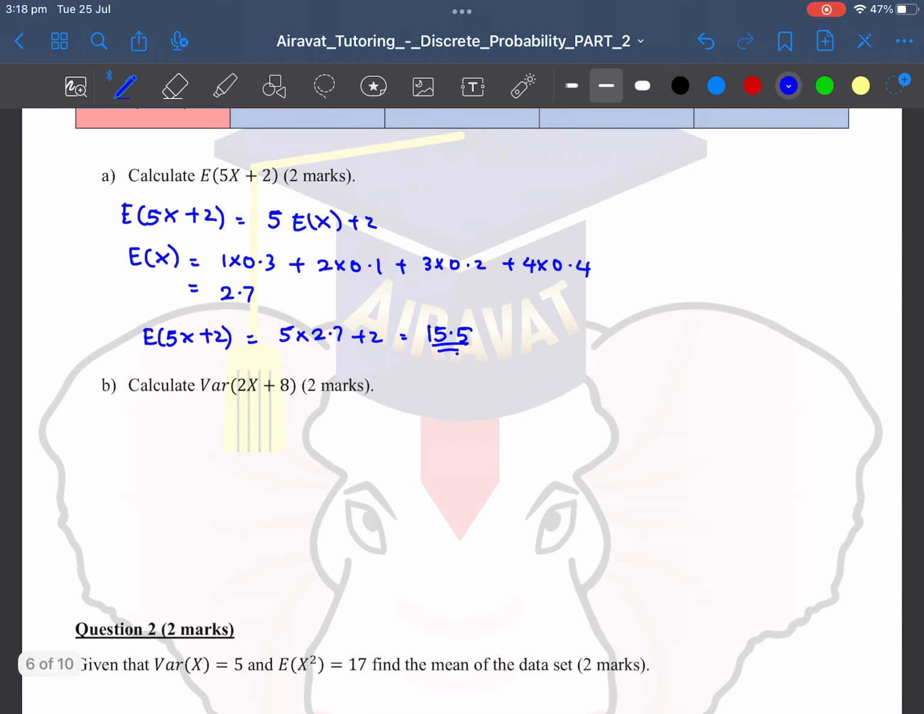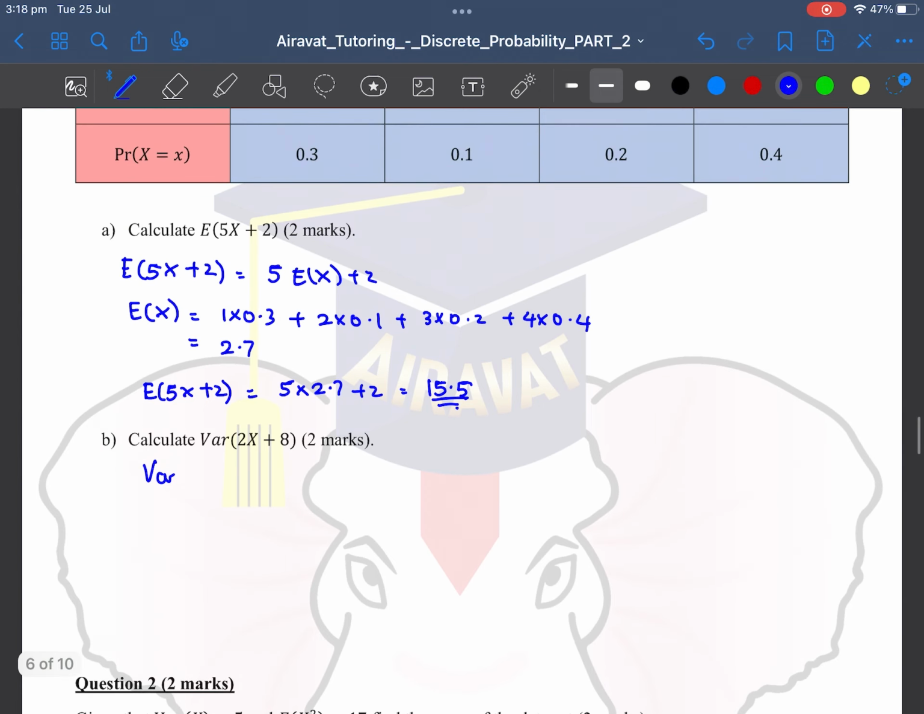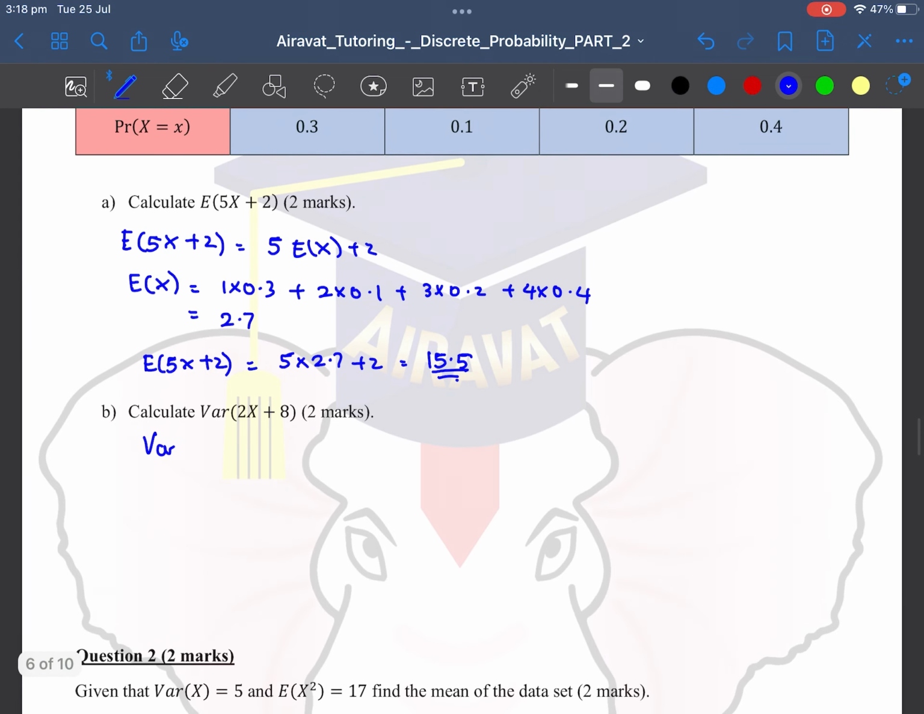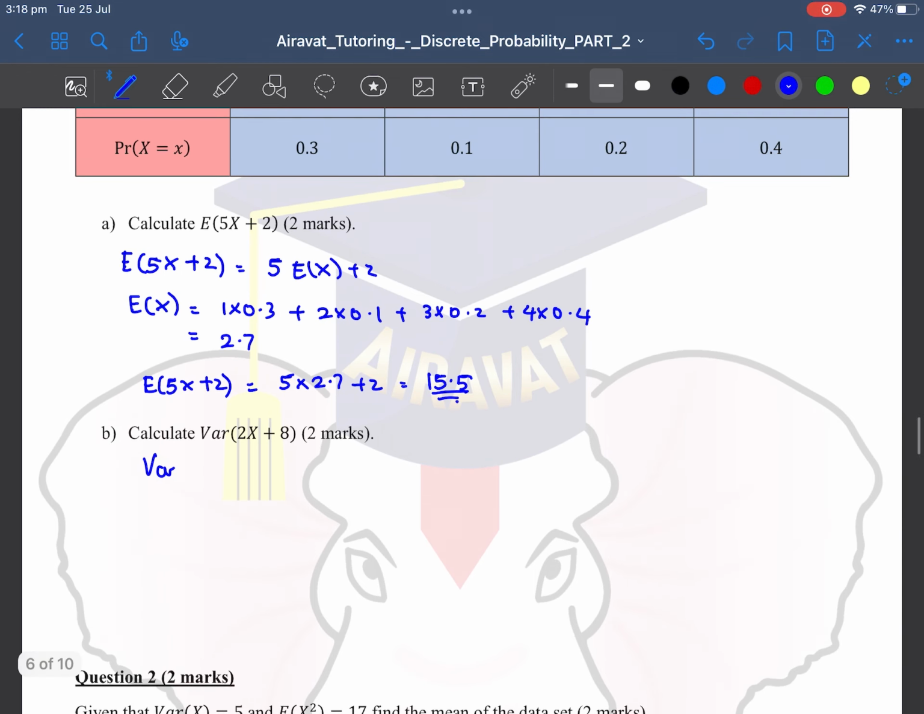Now we have to calculate variance. Well, we can just use the linear identity because these are all linear transformations, and we can normally expect linear transformations in both exam 1 and exam 2. So things like X squared plus 1 are quite uncommon, quite rare. Most common ones are just linear transformations. So feel free to use this identity.